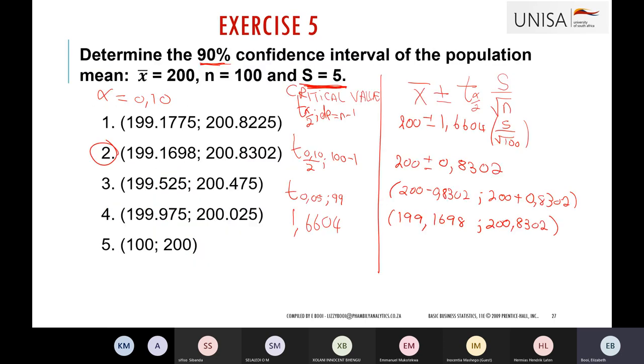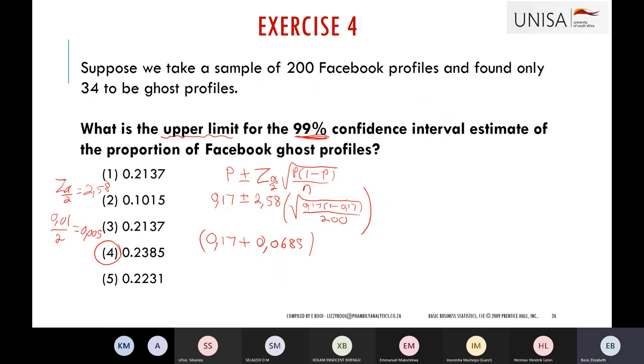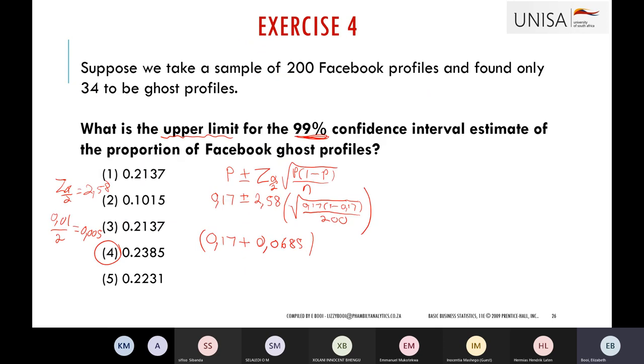I think we did one of the exercises where we looked at two scenarios. So let's take this as an example. At 95, we have 0.11 and 0.22. At 99, I'm going to write it on that slide, 0.1179 and 0.2221. I hope I will remember all that. So at 99, we have 0.17. We didn't calculate the other side.